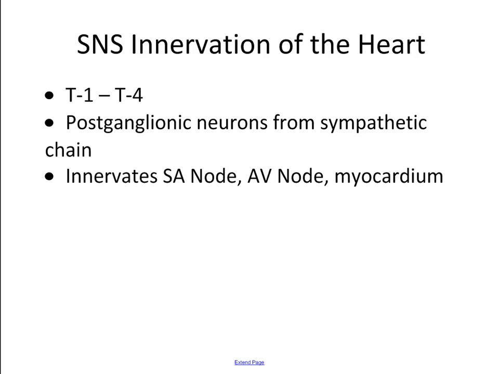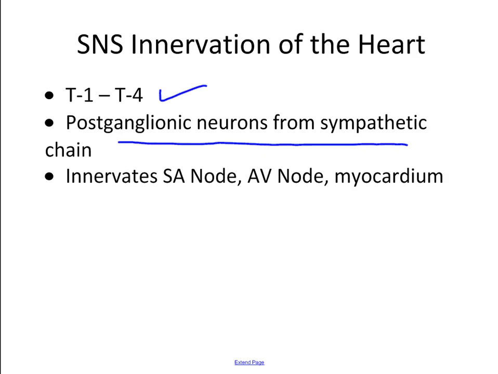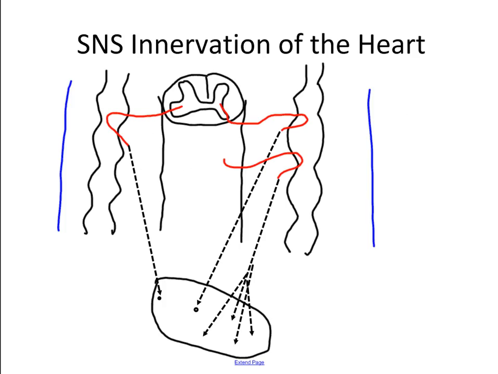And then the sympathetic fibers that innervate the heart originate from the region of the spinal cord from T1 through T4. And then the postganglionic neurons travel from the sympathetic chain. Remember those paravertebral ganglia that are traveling parallel with the spinal cord, from about the upper thoracic, lower cervical, all the way down to the upper lumbar vertebrae. All right, and then as I mentioned before, the sympathetic nerve fibers innervate the SA node, the AV node, and the myocardium of the heart, more specifically the myocardium of the ventricles.